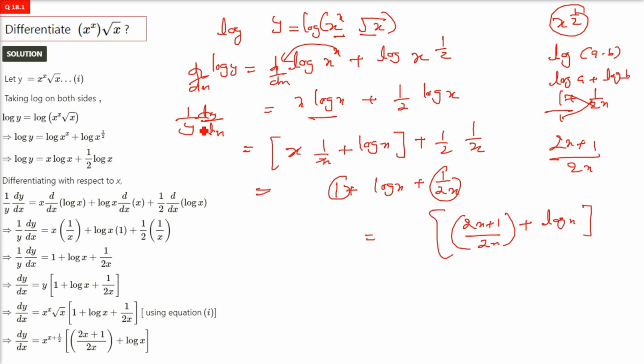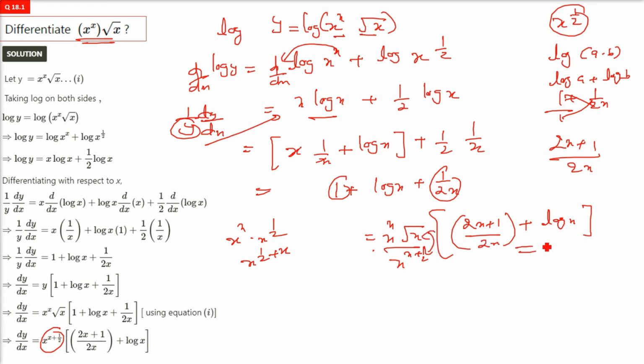And then we have y here on the left hand side, we'll bring it on to the right hand side. So it will be x to the power x under root x. Now you can also resolve this because the power of x it is. One power is x, one power is half. So you can just add these two also, x to the power x plus half. So x plus half you can write here and that is your answer.